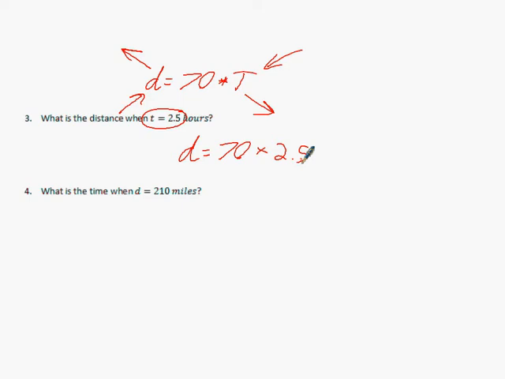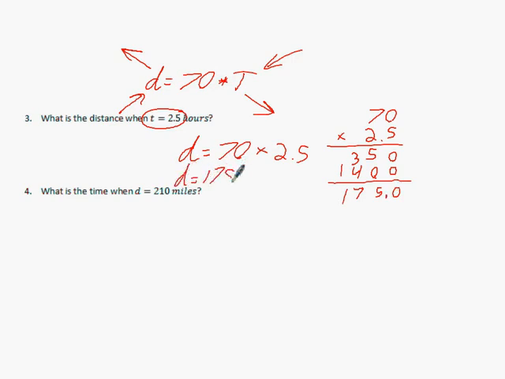Well, what is 70 times 2.5? Let's do the math. 70 times 2.5. 5 times 0 is 0. 5 times 7 is 35. 2 times 0 is 0. 2 times 7 is 14. Add them all up. Put the decimal one spot over, 175. So D equals 175 miles. We plugged something in, got something out.